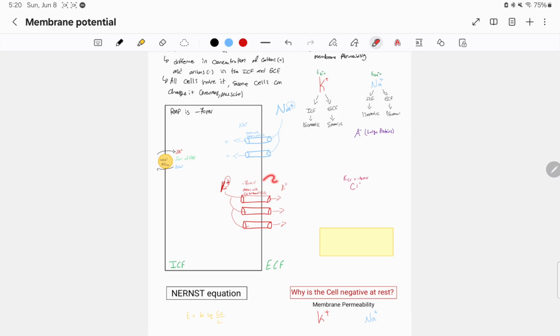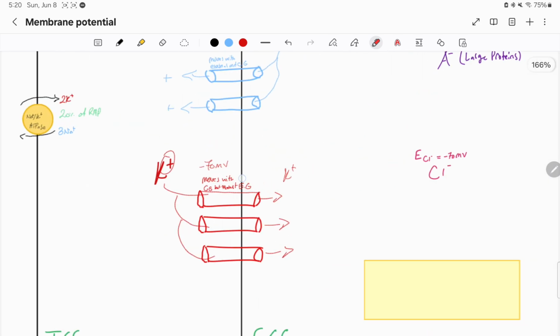But there's a point where the electrical gradient of potassium starts to catch up to that dominant concentration gradient. And when those two become equal, we will reach dynamic equilibrium and potassium will no longer move.